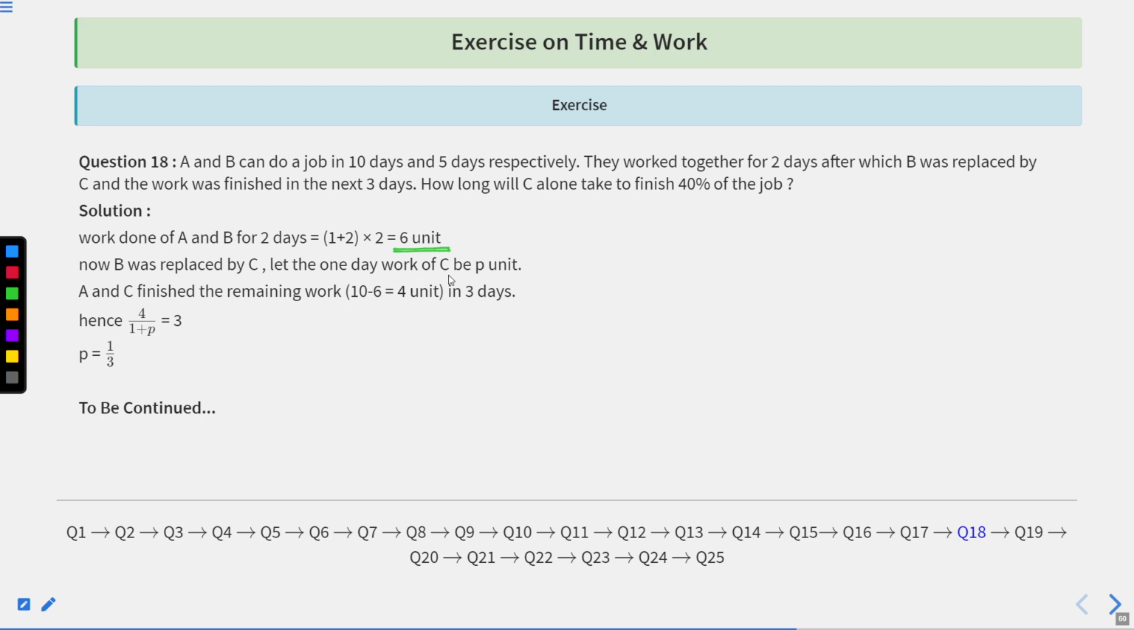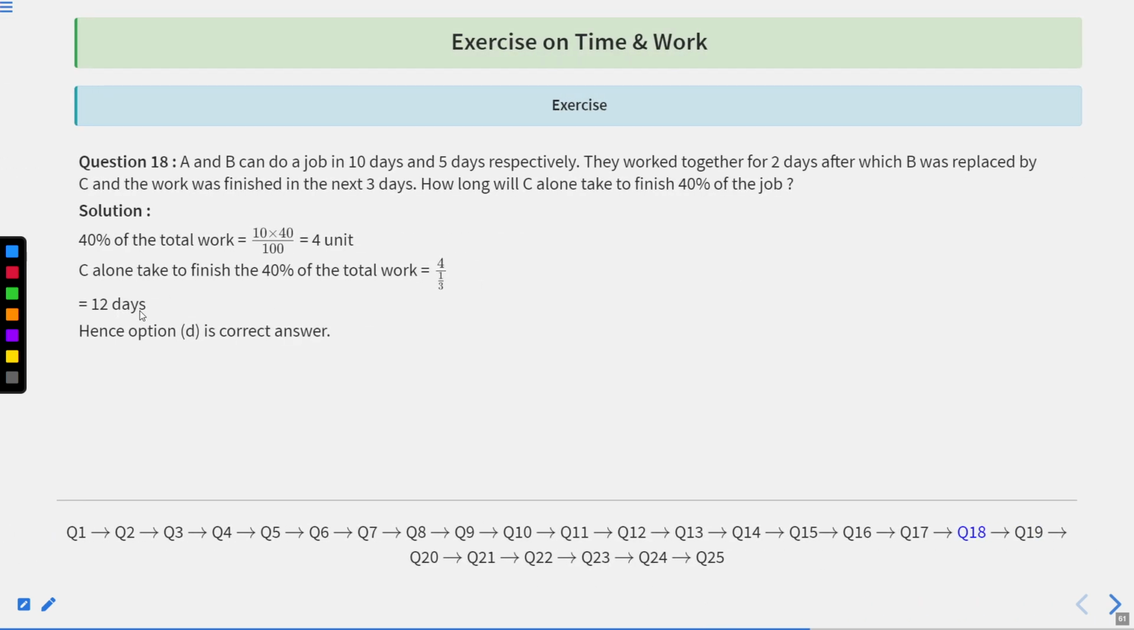Let the 1 day work of C be P units. A and C finish the remaining work, 10 minus 6, that is 4 units, in 3 days. Hence 4 upon (1 plus P) equals 3, so P equals 1 upon 3. The 40% of the total work is 10 into 40 upon 100, that is 4 units. So C alone takes to finish 40% of the work 4 upon 1 upon 3, that is 12 days. So the correct option here is option D.